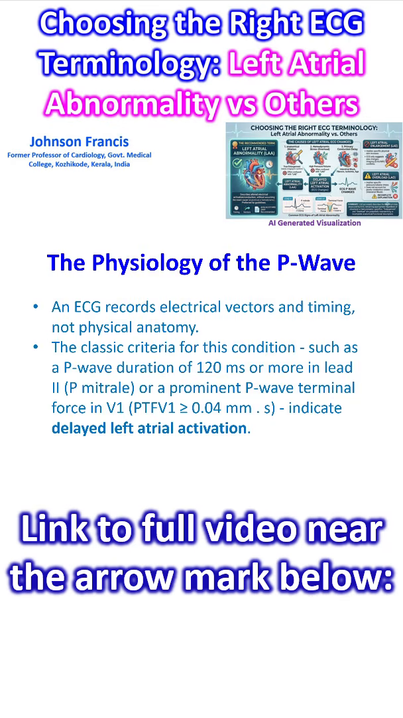The physiology of the P wave. An ECG records electrical vectors and timing, and not physical anatomy. The classic criteria for this condition, such as a P wave duration of 120 milliseconds or more in lead II, that is P mitrale, or a prominent P wave terminal force in V1 of at least 0.04 millimeter-seconds, indicate delayed left atrial activation.